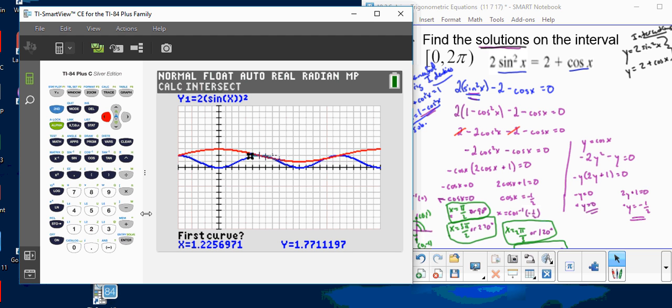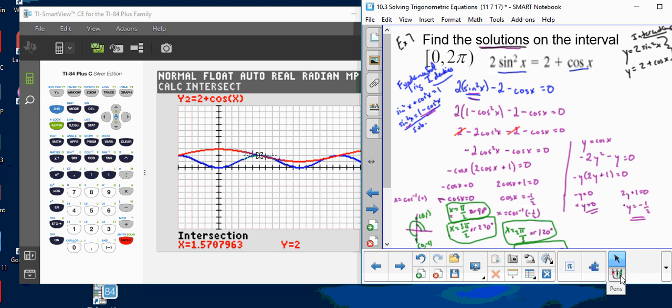Okay. And hopefully my calculator will not go crazy. All right, there we go. Press enter. And now we're going to go to the second curve. Go close to your intersection point. And you press enter. And it's going to guess, and I'm just going to press enter again. And there's our intersection. So our intersection is at 1.571. And we can write that over here, just so we remember that.